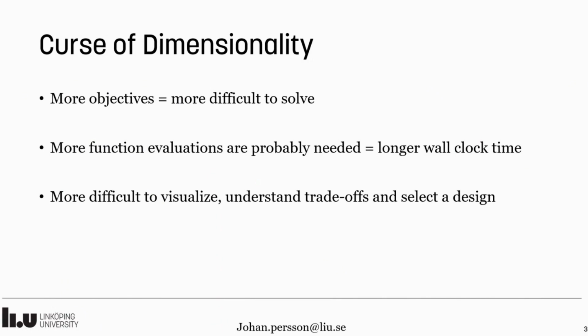So generally speaking, the more objectives we include in our optimization, the more difficult the optimization problem will be to solve. We probably also need more function evaluations to get as much data about the Pareto front as possible. And this means that we'll have longer wall clock time where we wait for the optimization to finish. There is also increasing difficulty in visualization and understanding of the trade-offs, and it will be more difficult to select the design that we would like to recommend.